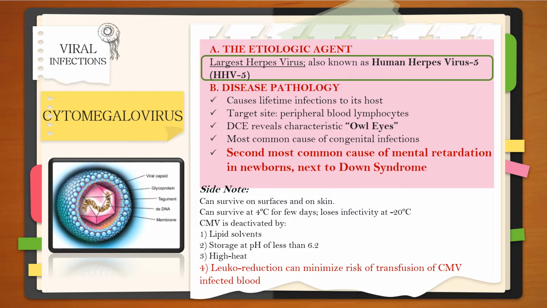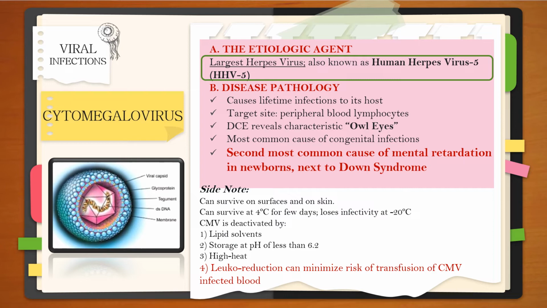Clinically, the main target of the CMV are the peripheral blood lymphocytes, which for a direct cytologic examination of a CMV infected individual will demonstrate the characteristic owl eyes, which are basically large basophilic inclusions within the nucleus of the cell with expanded cytoplasm, and that is why it is termed cytomegalic. So take note that this is the most common cause of congenital infections and the second most common cause of mental retardation in newborns, next to Down syndrome or trisomy 21.